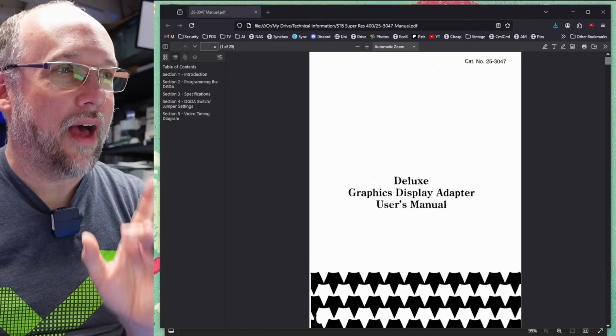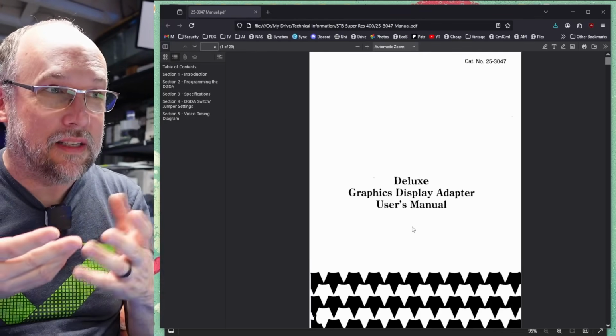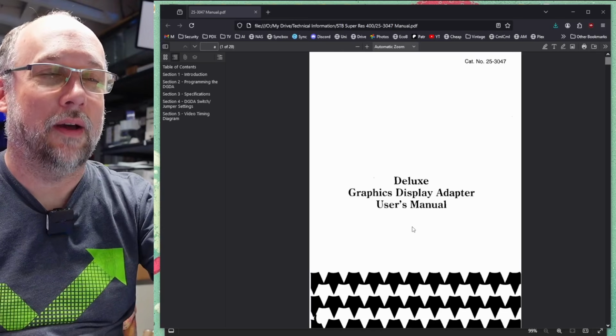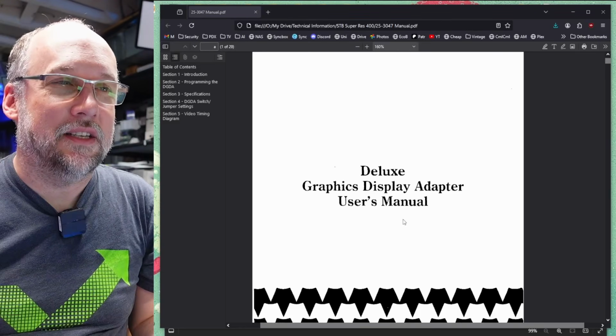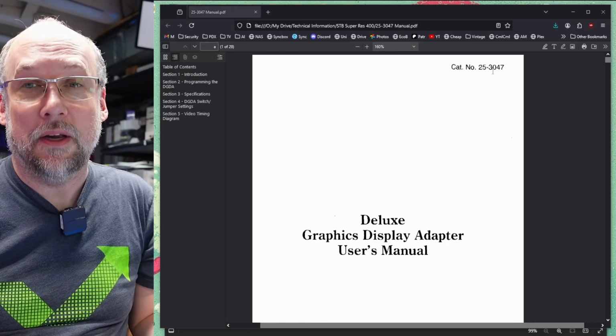Now, there's probably people screaming at the screen right now telling me that this STB card was also sold and marketed by Tandy Radio Shack for use with some of their monitors, which did support this high resolution graphics mode. I'm actually fully aware of that, and here's the manual for that card, which really is the only piece of documentation we can find that has anything to do with this STB card whatsoever. And it was marketed by them as the Deluxe Graphics Display Adapter, catalog number 25-3047.